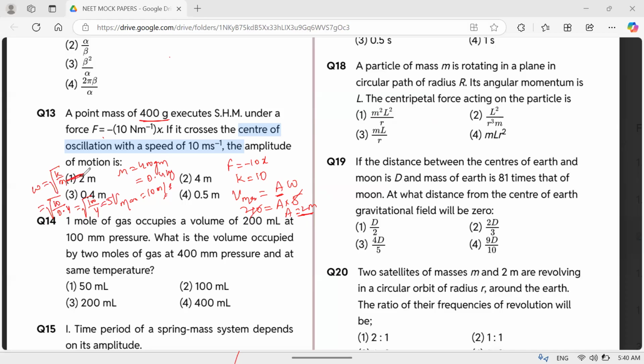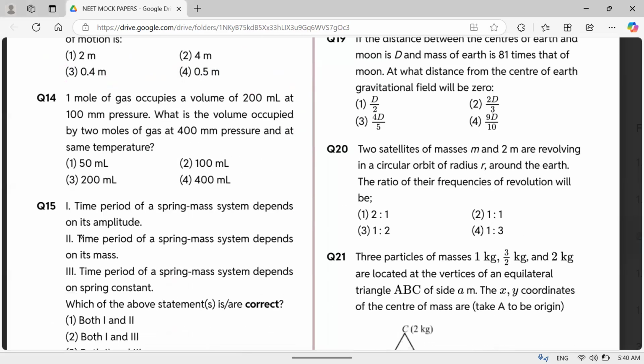You should remember that in terms of K and M, omega is equal to under root of K by M. When it is at mean position, center of oscillation, it means maximum speed and minimum acceleration. So V max is given as 10. V max value is equal to A omega. Clear? Sure. Next question.